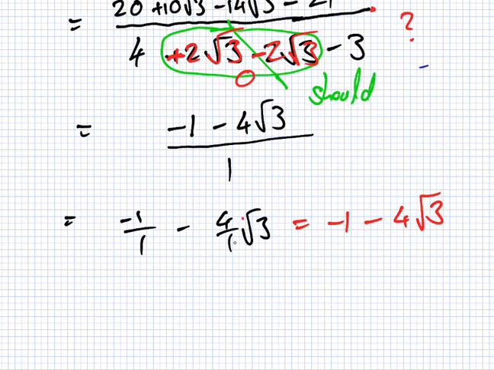Actually, I said at the start of the lesson that they're integers, but it's okay if they're fractions. We still call it a surd. So, for example, this and this is okay in the answer. It's still a surd.